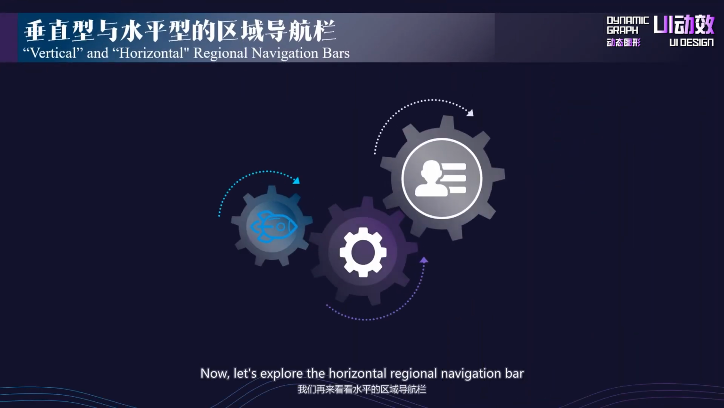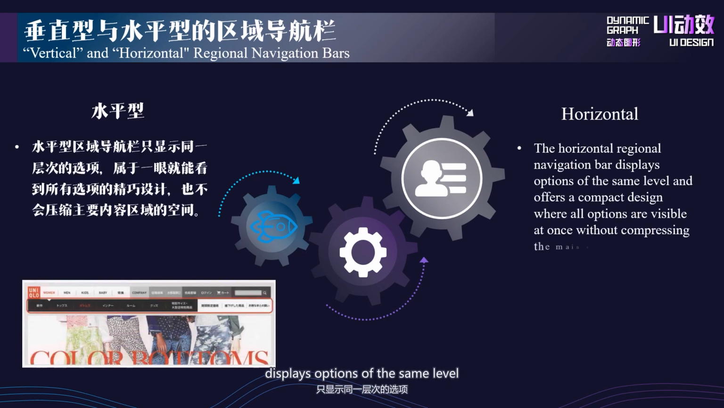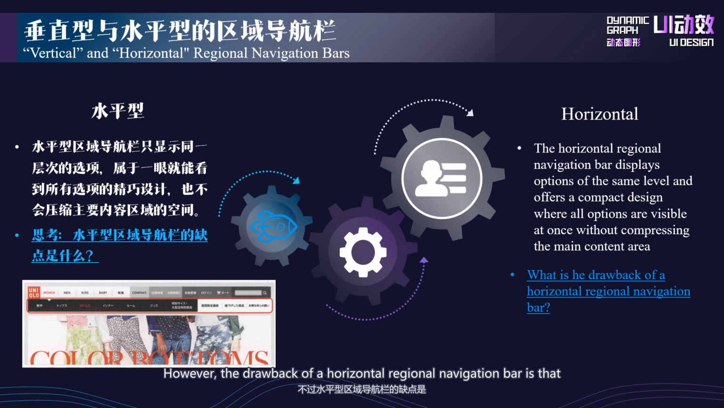Now let's explore the horizontal regional navigation bar. The horizontal regional navigation bar displays options of the same level and offers a compact design where all options are visible at once, without compressing the main contents area. However, the drawback of a horizontal regional navigation bar is that its usable width varies with different screen sizes, limiting the number of options. Therefore, when choosing between vertical or horizontal regional navigation bars, factors like the depth of hierarchy, number of categories, and the amount of content in the main content area are important considerations.